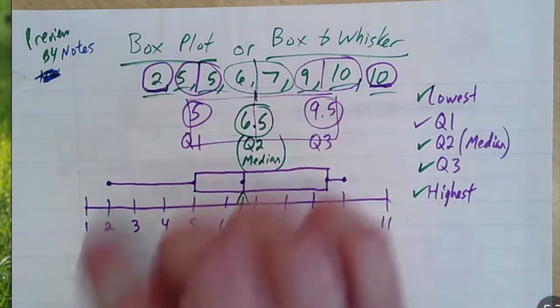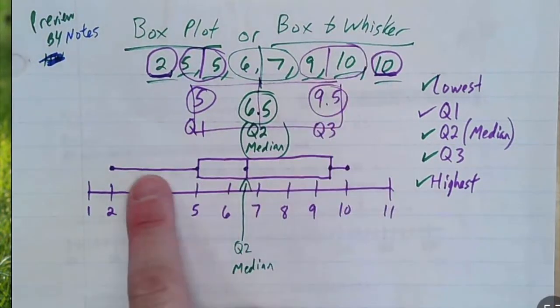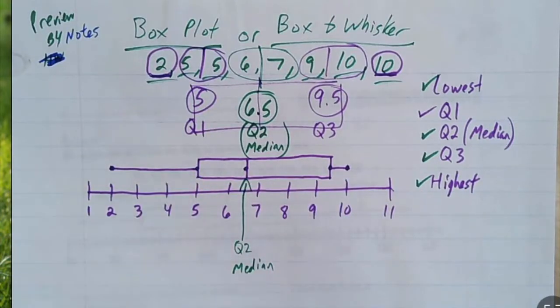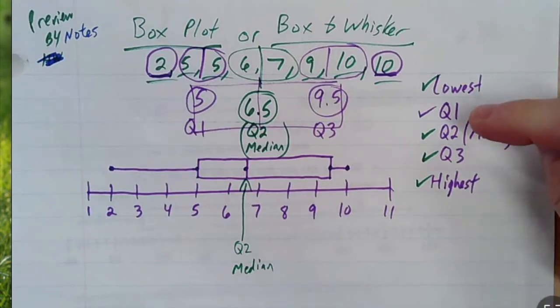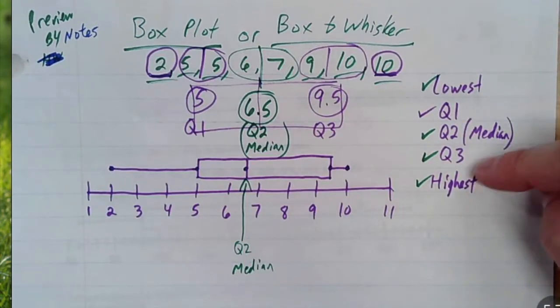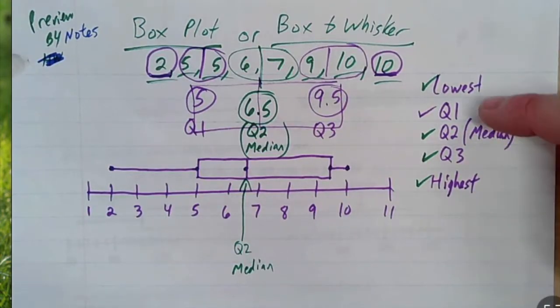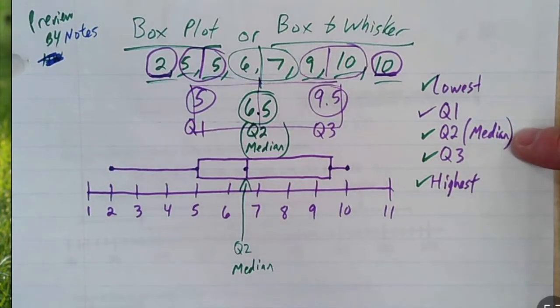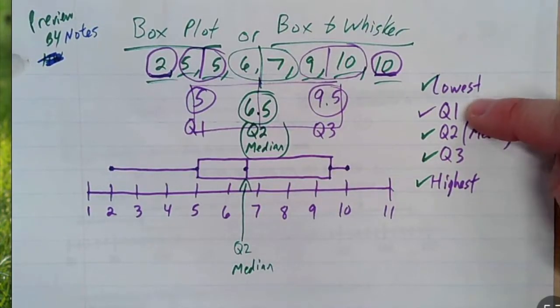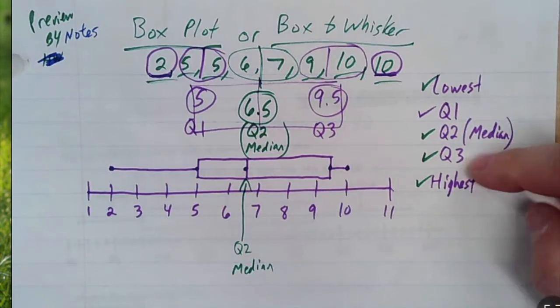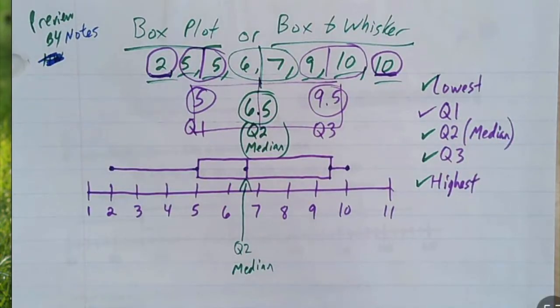What's important to know with a box plot, or some people call it a box and whisker because it eventually ends up looking like this, which kind of looks like a box with whiskers, is that you need to have your lowest, your highest, and quartile 1, 2, and 3. Quartile 2 is your median, and then quartile 1 is like the first quarter, and quartile 3 is the third quarter. So how does this work for your box plot?